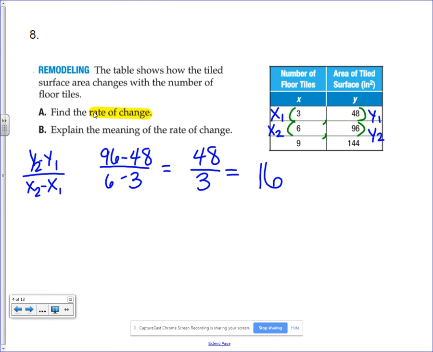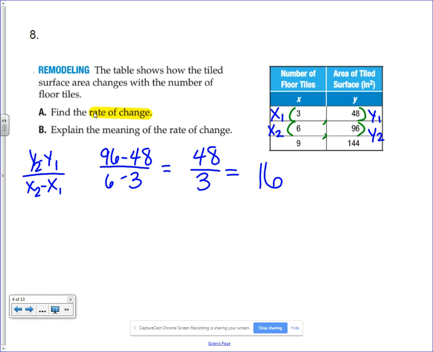But they tell me to explain the meaning. What are we talking about here? What are we doing? Y'all see the floor tiles on the floor right now? When I lay them, I gain area in what I lay. Okay, so that 16 is slope. Isn't slope rise over run? Change in y, which is up here, change in x, which is down here.